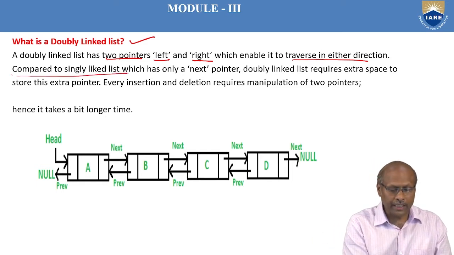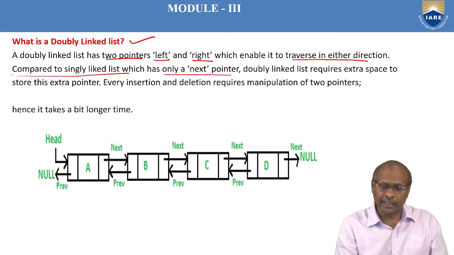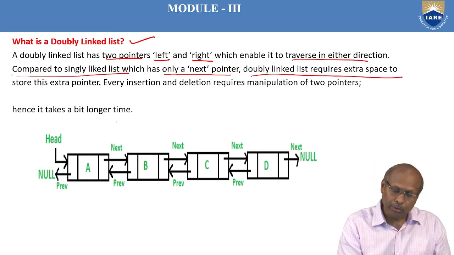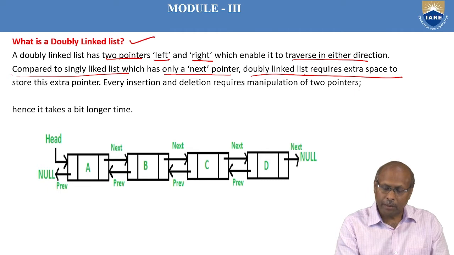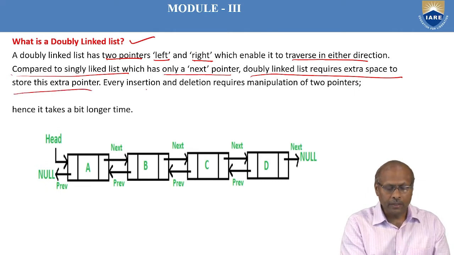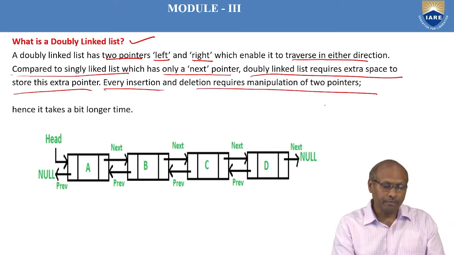So compared to single linked list, in which only a next pointer is there, in the case of double linked list you are having two pointers, which helps you to traverse in both the sides. But in double linked list, it requires extra space to store the extra pointer. So every insertion and deletion requires manipulation of two pointers.